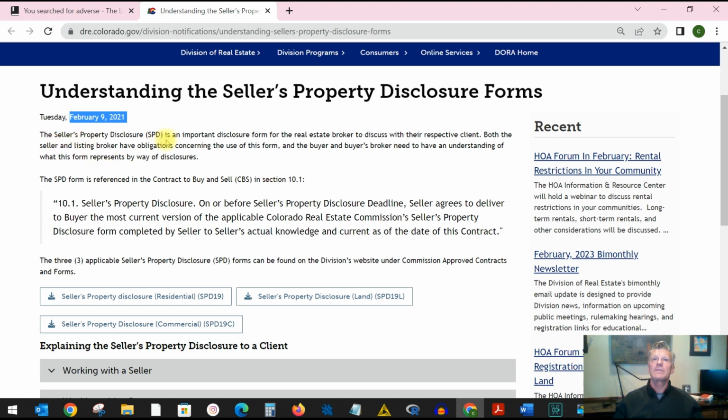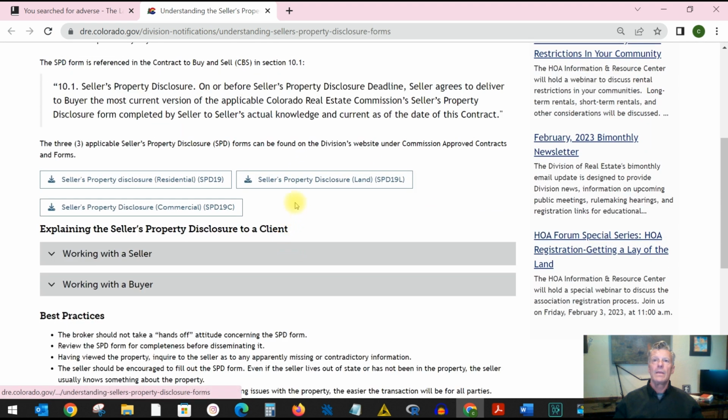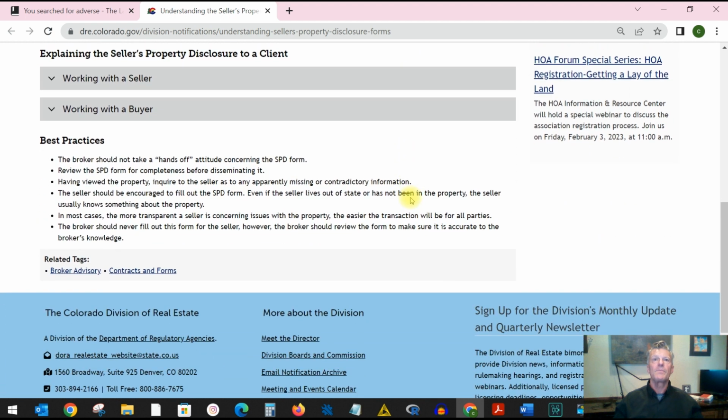Seller's property disclosure is important for the real estate broker to discuss with their respective client. By the way, we're doing that now before you're trying to negotiate your deal. And they're just letting you know it's a really important form. And this is actually already something we've covered. You don't need to see all three of these. You're dealing with the residential properties.